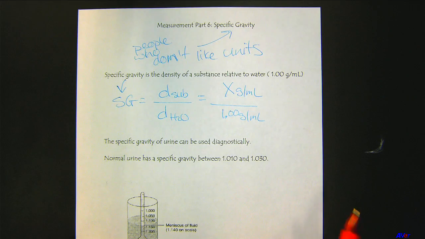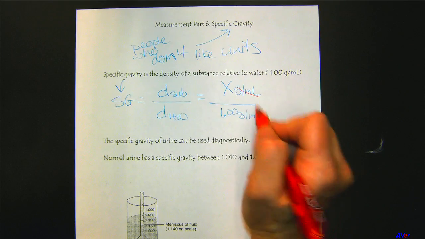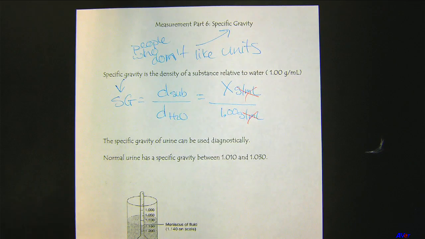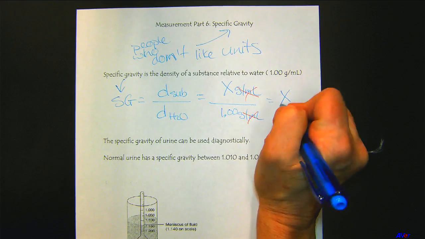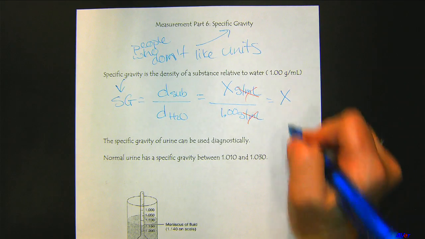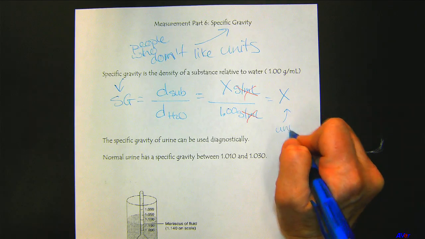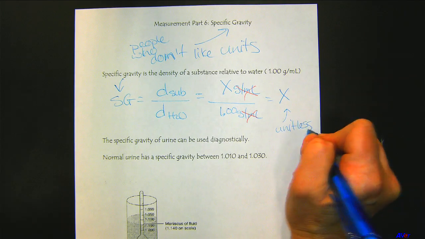And so then what do we see? What happens to the units? All the units cancel. So we're just simply left with the value of X. So this is a unitless measurement.